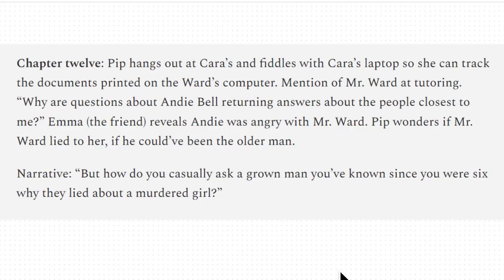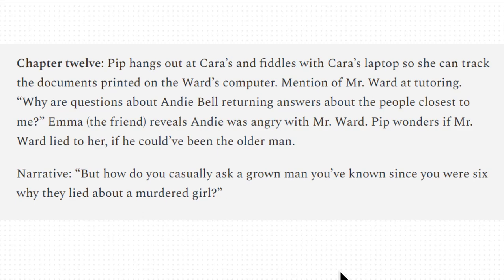Emma, the friend, reveals that Andy was angry with Mr. Ward the week she was murdered, and Pip wonders if Mr. Ward lied to her, if he could have been the older man. The narrative question is, "But how do you casually ask a grown man you've known since you were 6 why they lied about a murdered girl?"